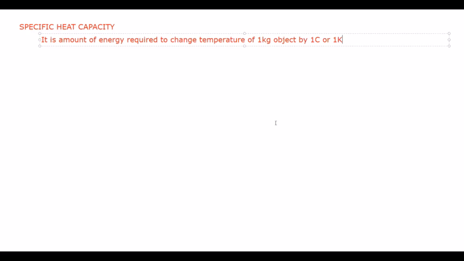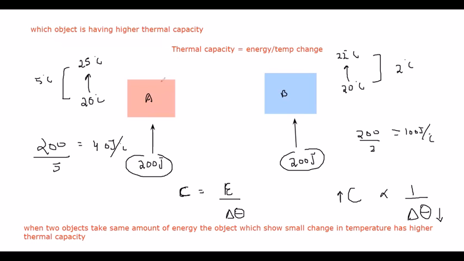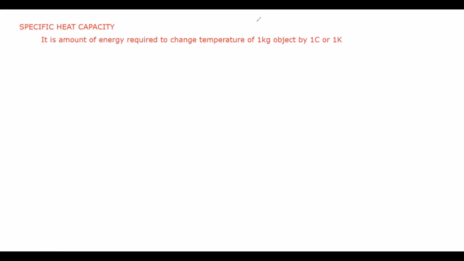When we talk about how much energy is needed, look, in thermal capacity we did not discuss the mass. For example, maybe this object's mass was 3 kilograms and this object's mass is 4 kilograms, but we did not bother about the mass. The concept of thermal capacity is how much energy is required to change the temperature of a given substance by 1 degree. But what is specific heat capacity? The term specific heat capacity means how much energy is specifically required for a 1 kilogram object.